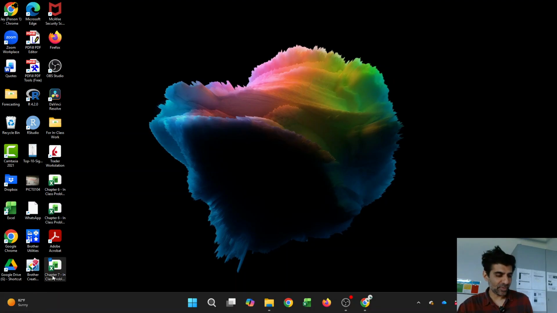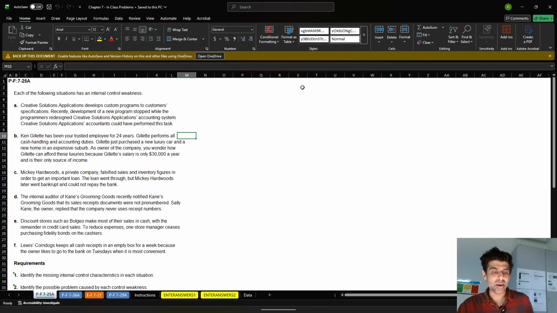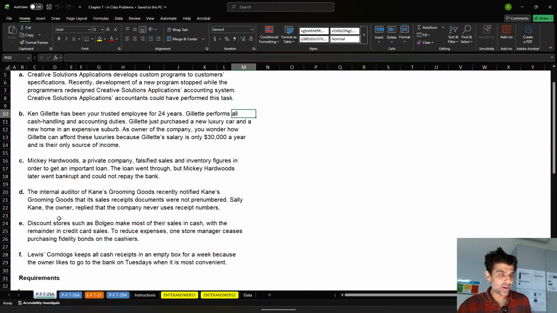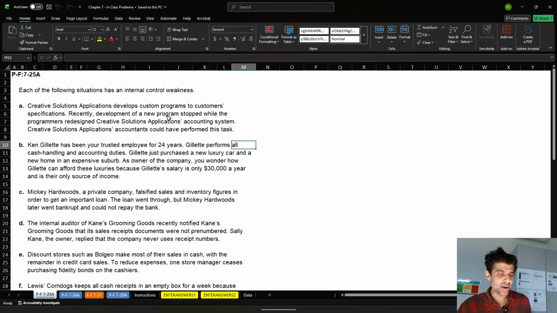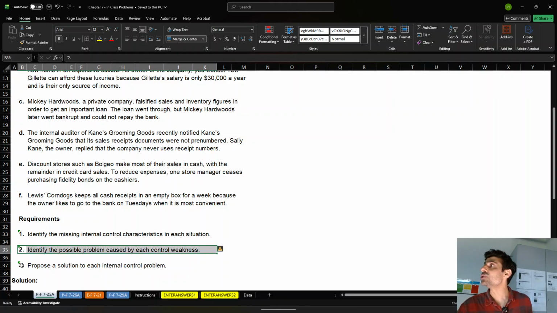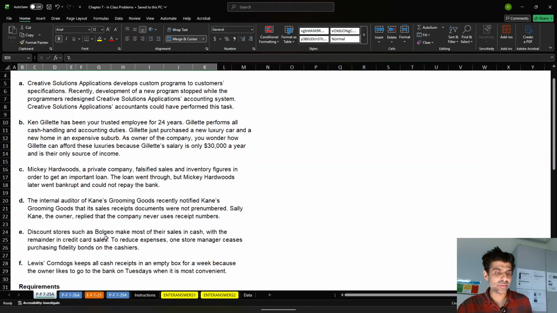Okay, so you can think of this exercise like that, where you're going to be given some situations and you've got to think about what controls were not in place, and think about what the fraud risk is. Okay, so this is the first one, 7-25. You're given a bunch of scenarios here, and you're going to have to basically describe what the internal control weakness is, identify what possible problem it could cause, and propose a solution. Okay, so this is like a little real world practice in internal control situations. So why don't you start reading through these, thinking about what the issues are, and we can talk about it as a class.